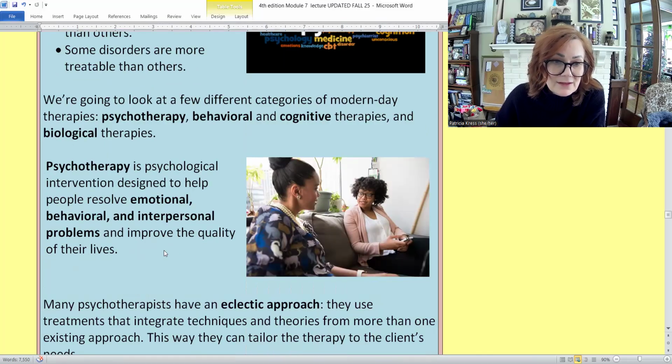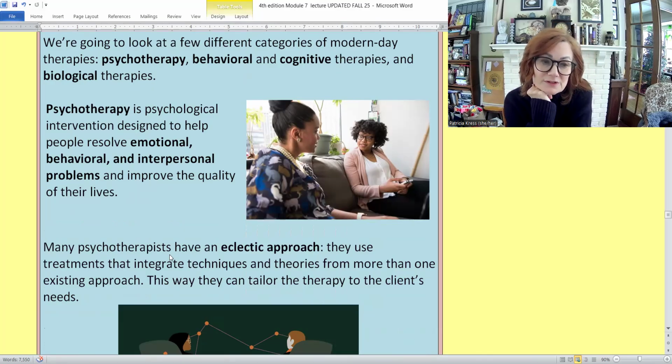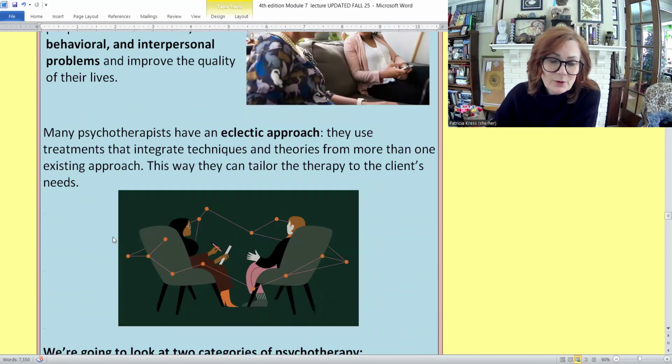So, starting with psychotherapy, it's a psychological intervention designed to help people resolve emotional, behavioral, interpersonal problems and improve the quality of their lives, usually through talk, right? So, it's a kind of talk therapy. And a lot of psychotherapists have what we call an eclectic approach. Eclectic means like a lot sort of wide-ranging tastes, right? So they're going to use treatments that sort of pull from a bunch of different approaches.